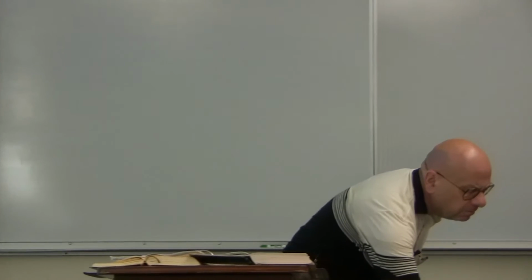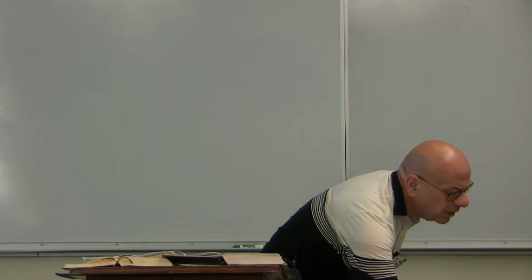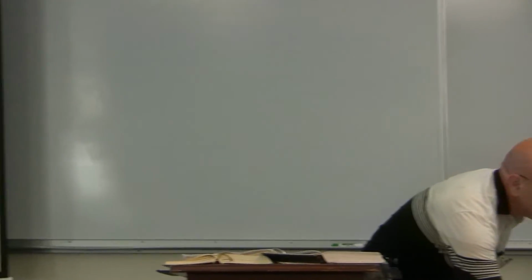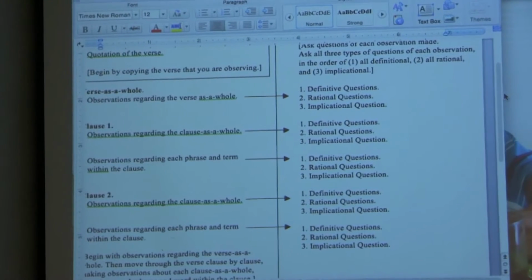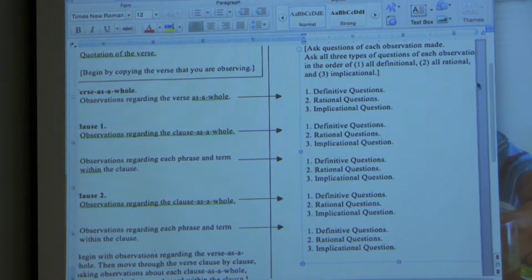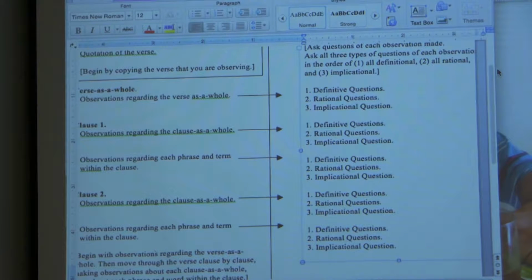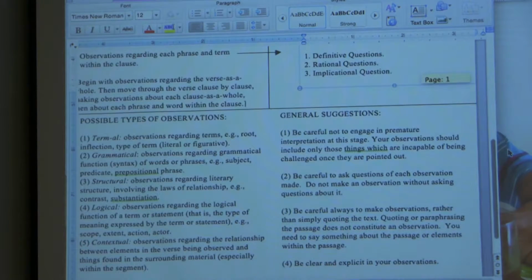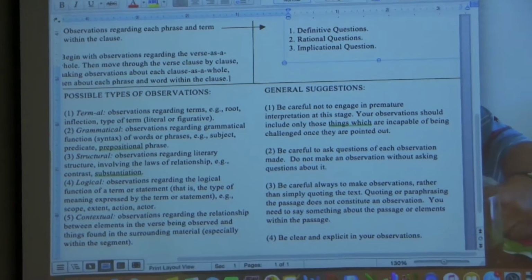And in detailed observation, we actually move through the passage verse by verse. We begin by making observations that pertain to the verse as a whole, and then, having done that, we move through the verse clause by clause, making whole-clause observations as relevant, and then making observations of individual terms or phrases within the clause. Now, in terms of detailed observation, there are essentially five types of observations that are relevant to make.